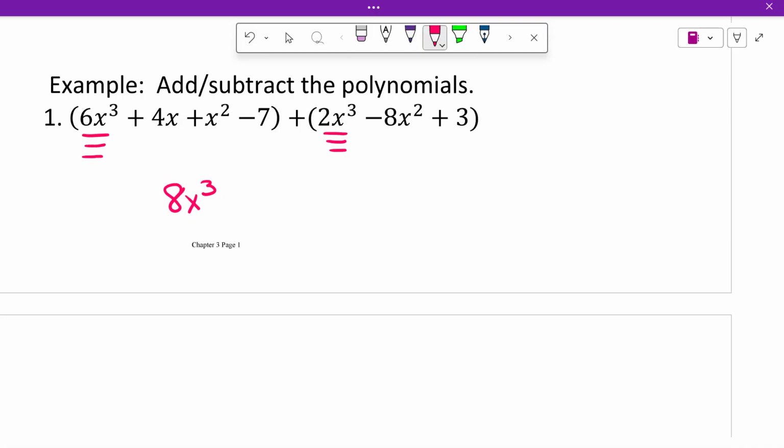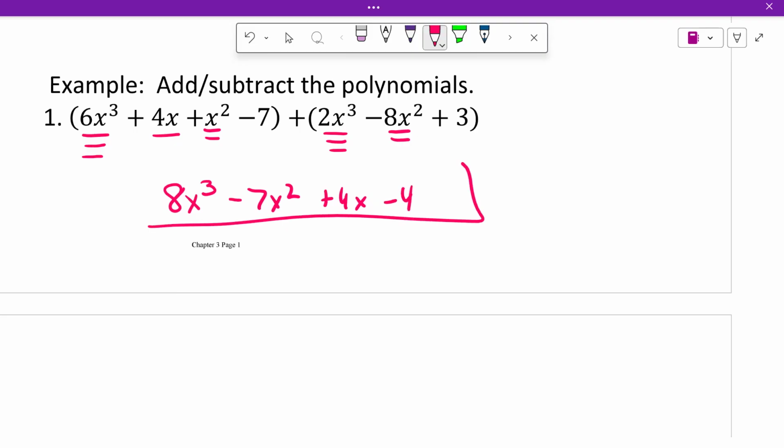Then we want to put these in standard form. What would be the next term? X squared. 1x squared plus a negative 8x squared is negative 7x squared. Plus 4x. And then negative 7 plus 3 is? Ta-da. Easy peasy lemon squeezy. Okay, we can do this. This is one of the easier sections. It's easier than yesterday's worksheet where you had to work with the exponents.